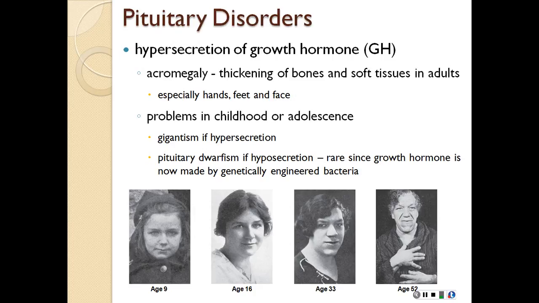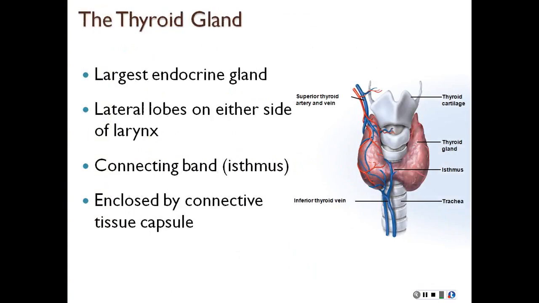And then there's something called pituitary dwarfism. Remember, growth hormone comes from the pituitary gland. If the pituitary gland is not releasing enough growth hormone, that's called hyposecretion, and the person may be very small. They won't grow to a full adult height. And this is rare since growth hormone is now made synthetically. So they could take synthetic growth hormone to prevent that from happening.